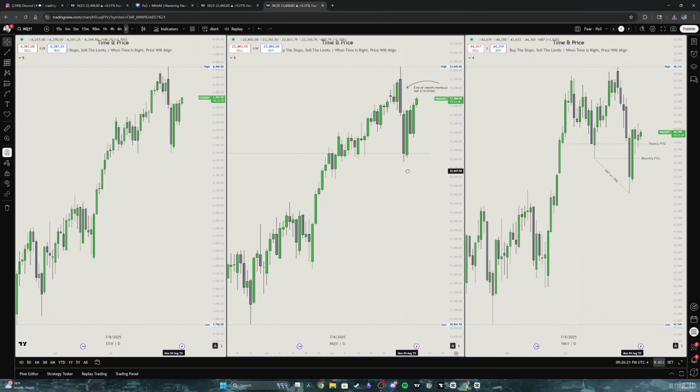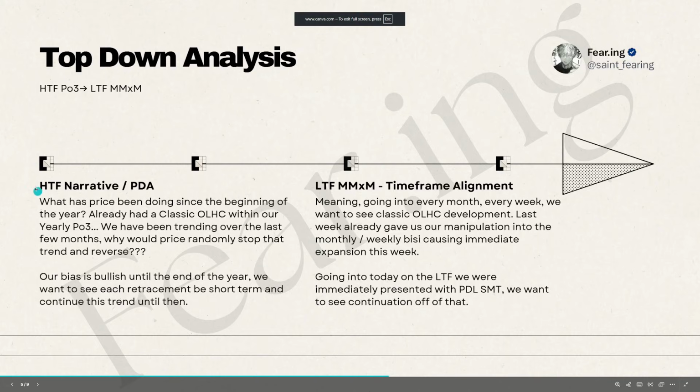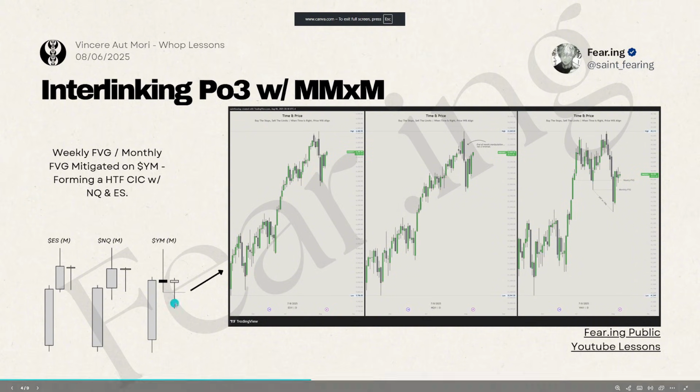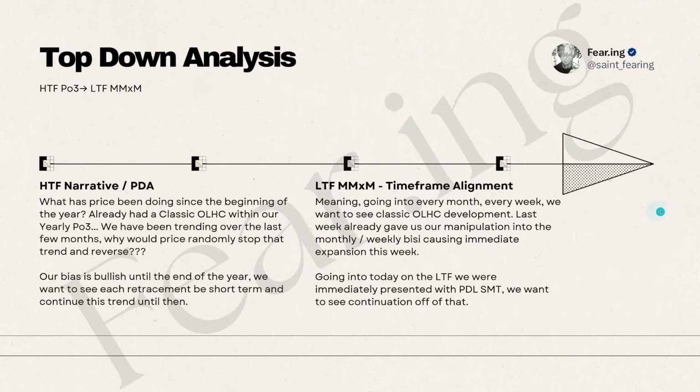Continue higher. What confirms continuation higher? Well, exactly what we just talked about right here. SMT the previous month low while delivering from a monthly and a weekly fair value gap. I bet you didn't know that. Now you do. Now, if we have a clear higher time frame narrative that is bullish, what are we looking for in a lower time frame market maker model, lower time frame power 3? We're looking for, going into every single month, every single week, classic open low high close development, which is a bullish power 3 development.